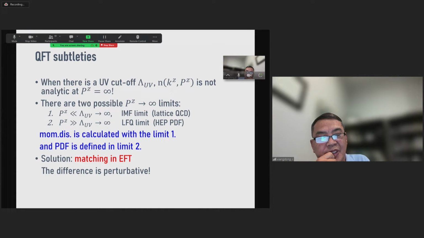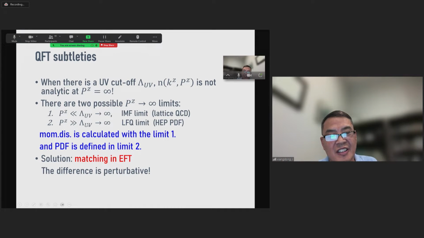So before one gets a little too far, we have to discuss a problem in quantum field theory, that is the UV cutoff. So when you calculate the momentum density, that's going to also depend on the UV cutoff. And because QCD has non-trivial UV behavior, it turns out this momentum density is not analytic at PZ equal to infinity. Specifically, it depends on how you take the limit of PZ equal to infinity. You can let PZ be much smaller than the UV cutoff and let both go to infinity. And this is the limit where you can do lattice QCD calculations.